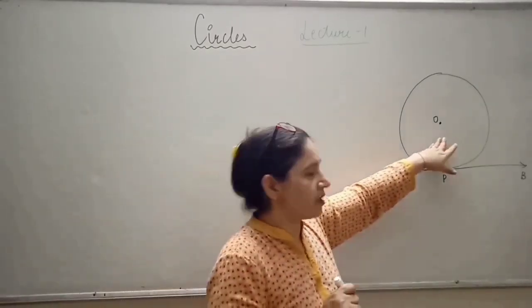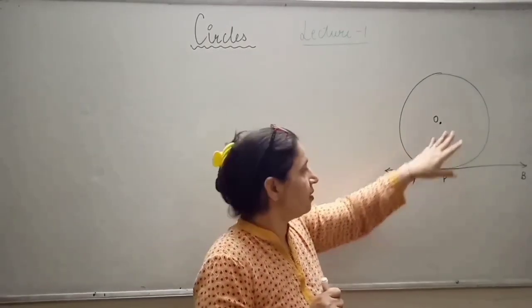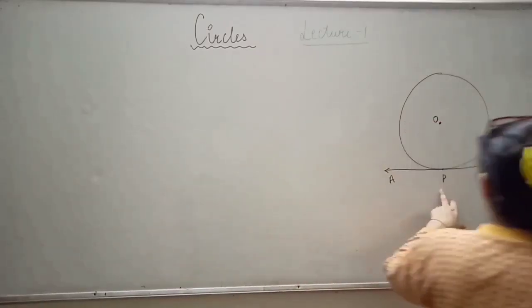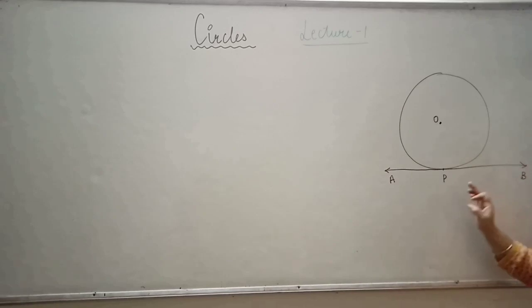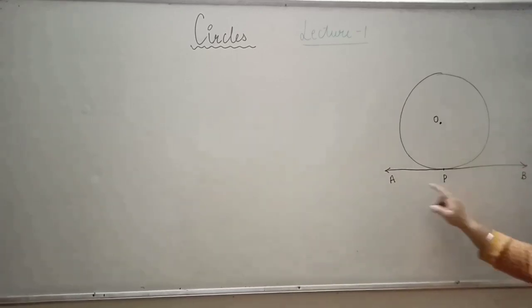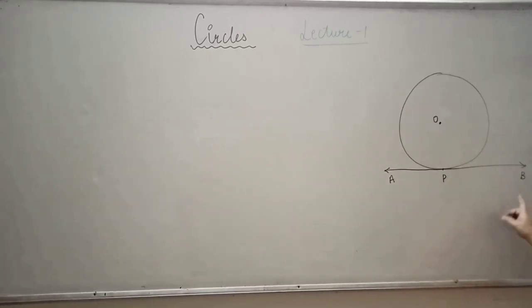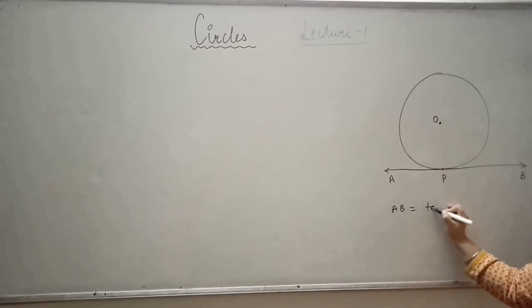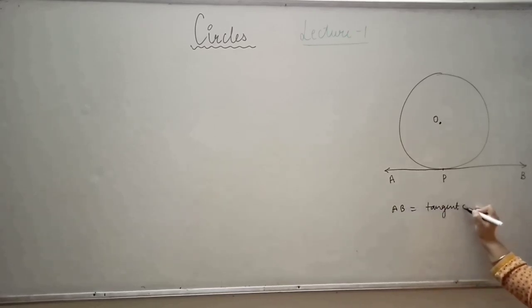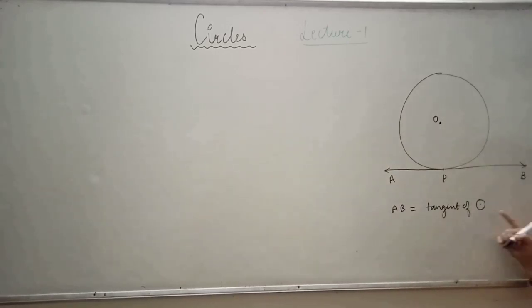So this is the circle. I have drawn it here. And what is this point called? You can see here this line AB is intersecting the circle at 1 point. So what is this AB called? Absolutely right. This is the tangent of the circle. तो AB क्या है इसका? Tangent of circle है. Now I will represent this circle by this notation.